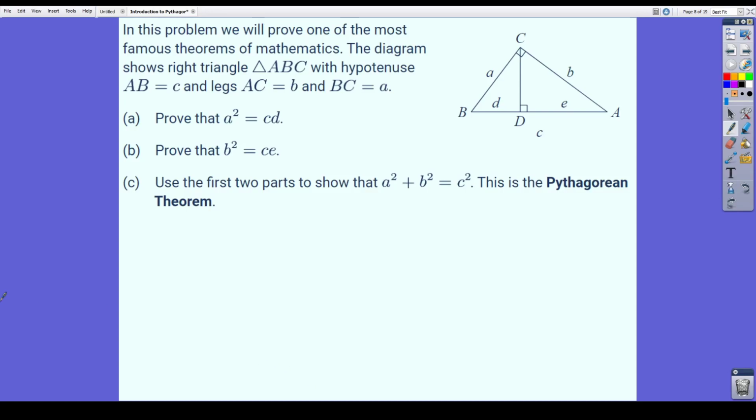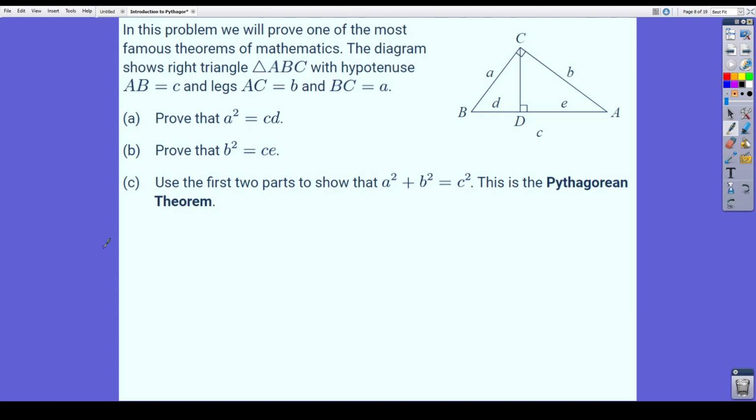Hello once again. Now we have a problem that is asking us to prove one of the most famous theorems of mathematics, the Pythagorean Theorem. It gives us a right triangle ABC with a hypotenuse equal to lowercase c and legs lowercase b and lowercase a. Part A asks us to prove that a squared is equal to c times d. So that's where we should probably start.